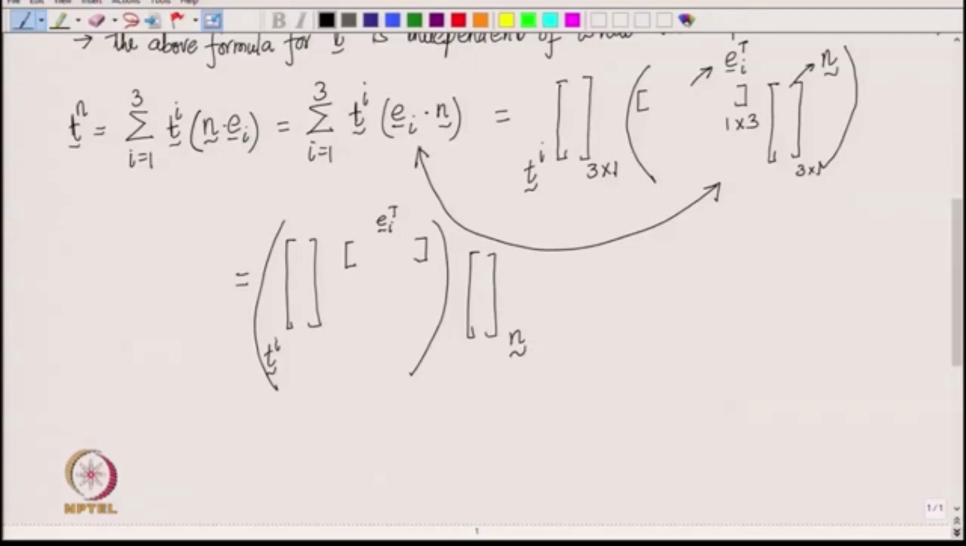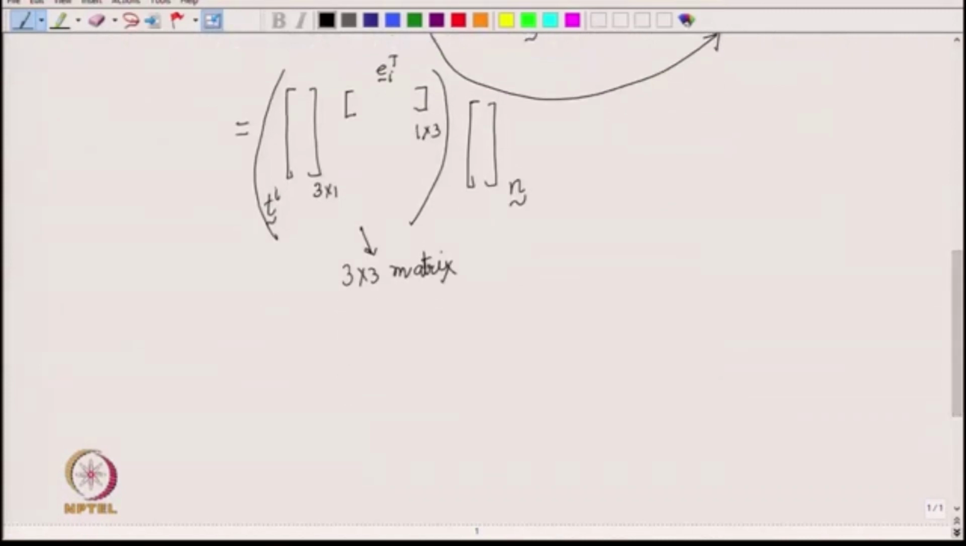Okay. So, this is a different viewpoint. What happens now when you multiply the first two together? The first one is 3 cross 1 and this is 1 cross 3. You can recall from the first lecture that this is actually the tensor product of two vectors, because this is giving me finally a matrix, a 3 cross 3 matrix. So, the dot product of two vectors gives me a scalar, whereas the tensor product of two vectors gives me a matrix. So, this is actually a tensor product.